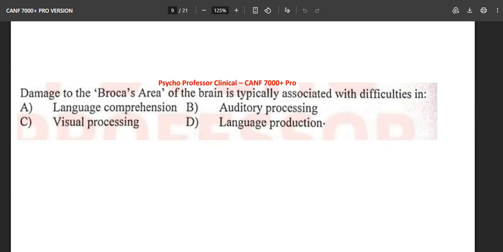Now the very first question is asking you, try to answer before me the correct answer for this particular question. Damage to the Broca's area of the brain is typically associated with difficulties in option A, language comprehension, option B, auditory processing, option D, language production, and option C, visual processing. Now what do you think is going to be the correct answer for this particular question?